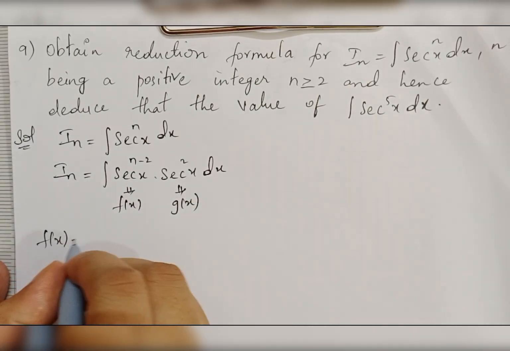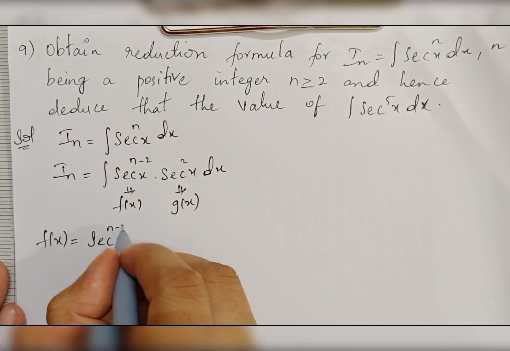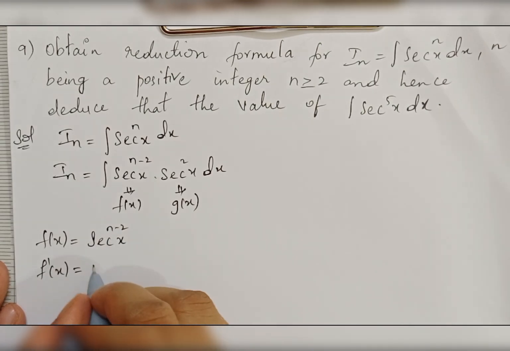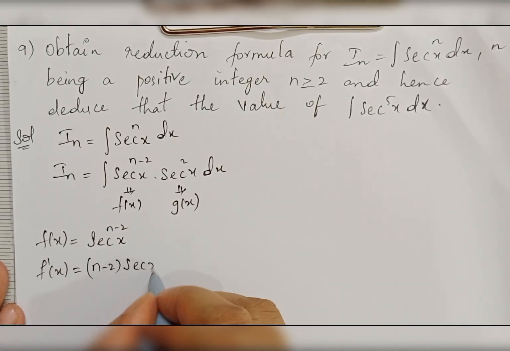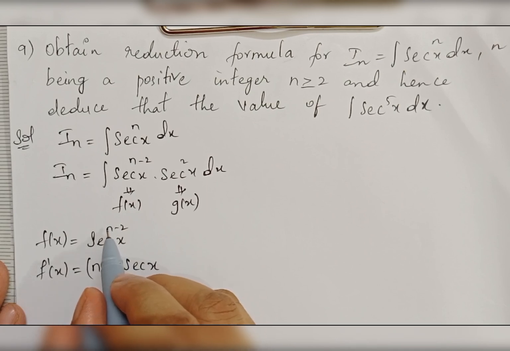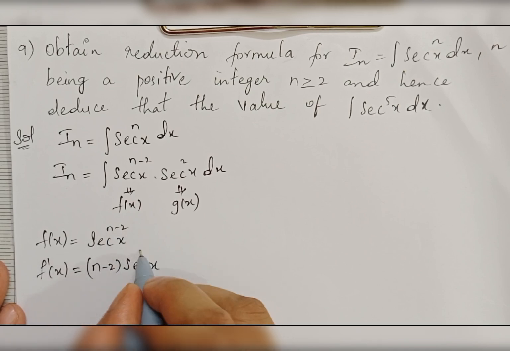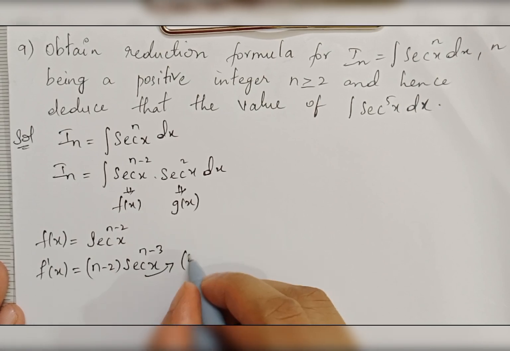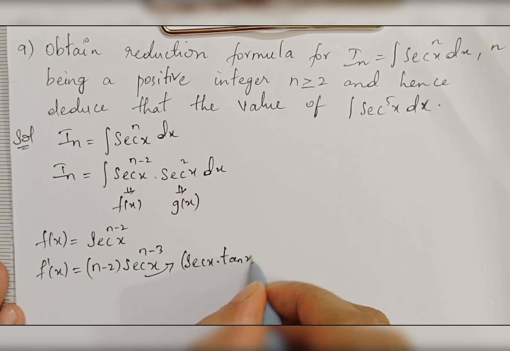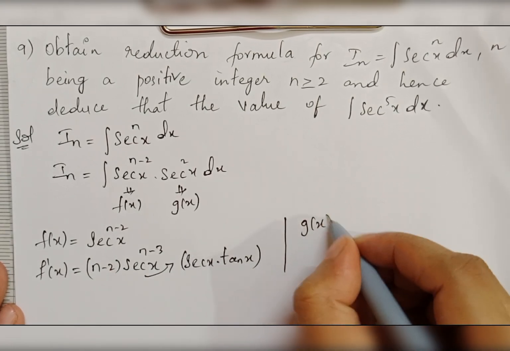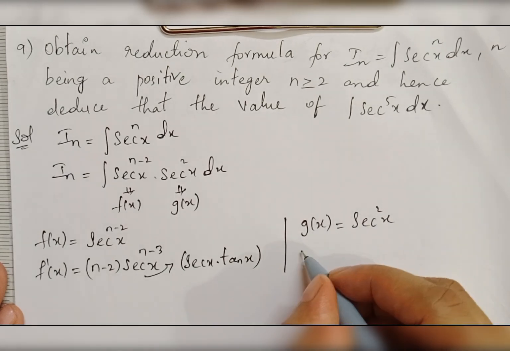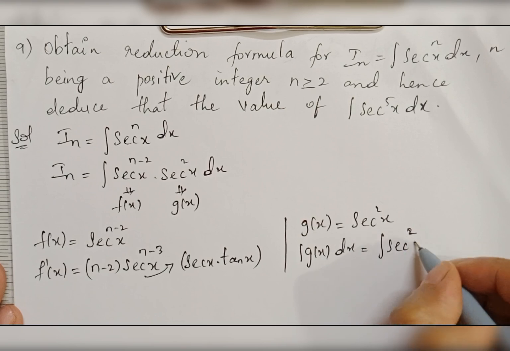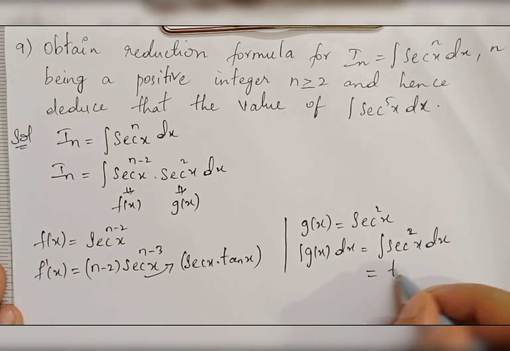Now f of x is equal to secant x power n minus 2. Differentiate it. f dash of x is equal to n into secant x power n minus 1, where n value is n minus 2 and again minus 1, so it is n minus 3. And this is not x, so we need the derivative of secant x, which is secant x into tan x. Next, g of x is secant square x. Integral of g of x dx is equal to integral of secant square x dx, which is equal to tan x.